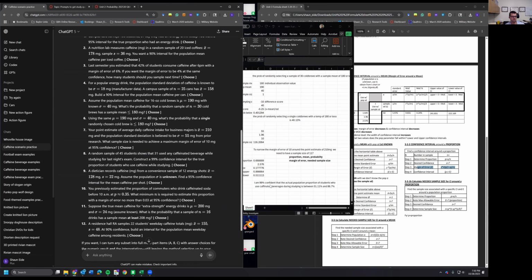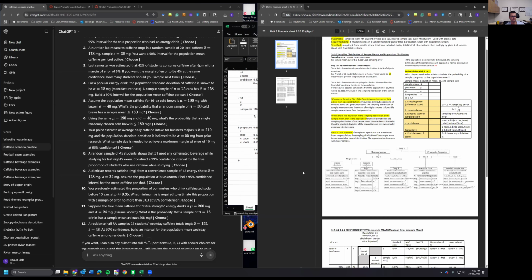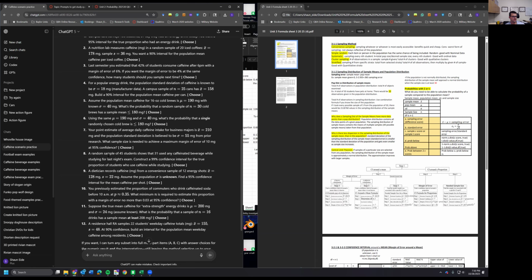Okay, so we're going to come down to number 9. Let's come back up here. What are the key words here? So once again, am I looking for a mean? Well, convenience sample, 12 energy shots. There is a standard deviation. If you have a standard deviation, you're dealing with a mean because the standard deviation is around the mean. And then am I looking for the confidence interval or a needed sample size? It says finding a 95% confidence interval. And then do I know the population standard deviation or is it unknown? It's unknown. So confidence interval around a mean.